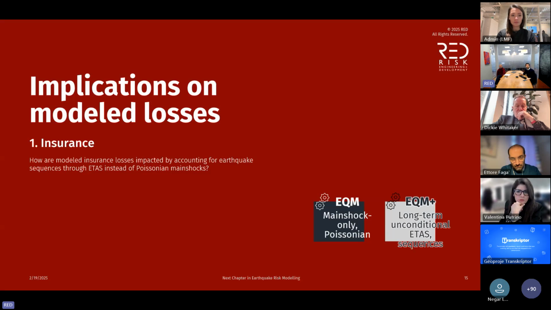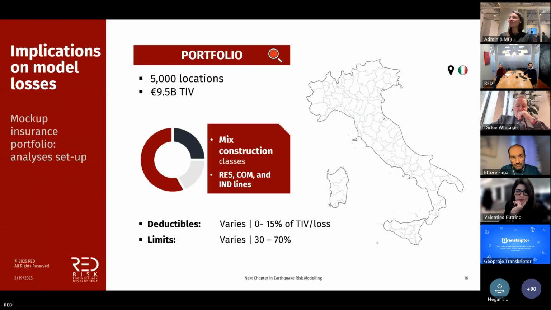Okay, let's now shift gears to talk about model losses. So you might be asking, okay, what does it mean for me? We wanted to provide you with a glimpse of what this might mean for an insurance portfolio and a reinsurance configuration using our baseline EQM, that is the main shock Poissonian earthquake risk model, versus EQM+ that we are announcing today. That's the long-term unconditional e-test with sequences.